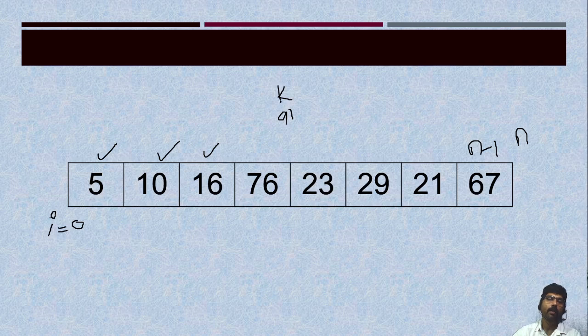Now K is compared with 16. No match. Then the I value moves to 76, compared with 91. No match. No match, no match, no match. Go to n minus 1. No match. Go to n. Whenever it reaches n, our algorithm stops here, and returns -1 because I is crossing the n value.